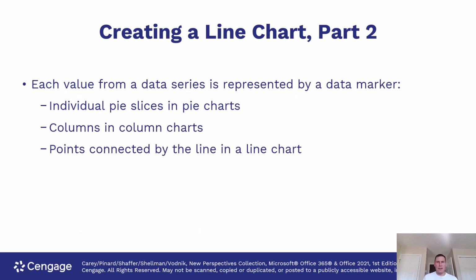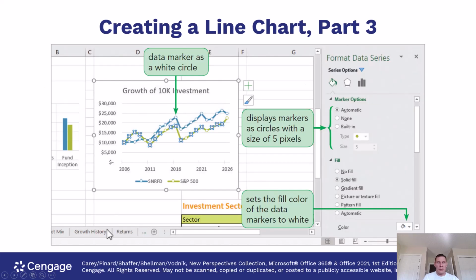Now, each value from a data series is represented by a data marker. So an individual pie slice if you're using a pie chart, obviously columns if you're using a column chart or a histogram, and then points if you're connecting it by a line in a line chart. So here, again, you can kind of see the example, right? The data marker is the white circle, so all these little white circles represent our actual data points.